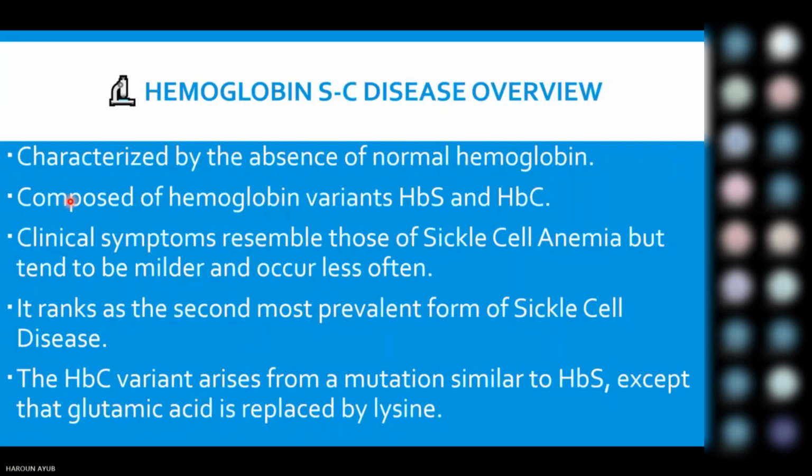SC disease is characterized by absence of normal hemoglobin, composed of the hemoglobin variants S and C. The symptoms resemble those of sickle cell anemia and tend to be milder. It ranks as the second most prevalent sickle cell disease. The HbC variant arises from a mutation similar to HbS, except that the glutamic acid is replaced by lysine.